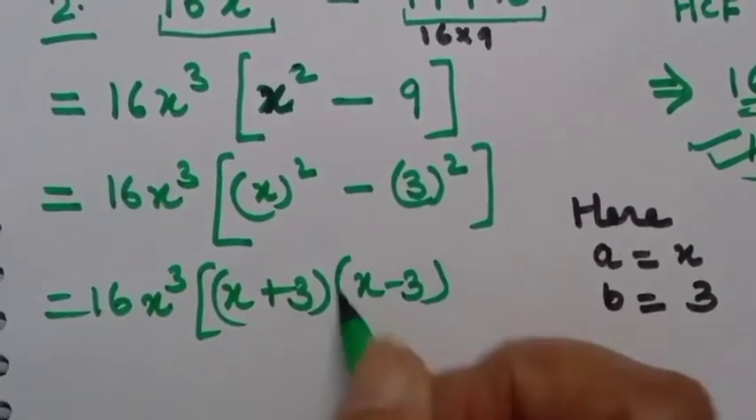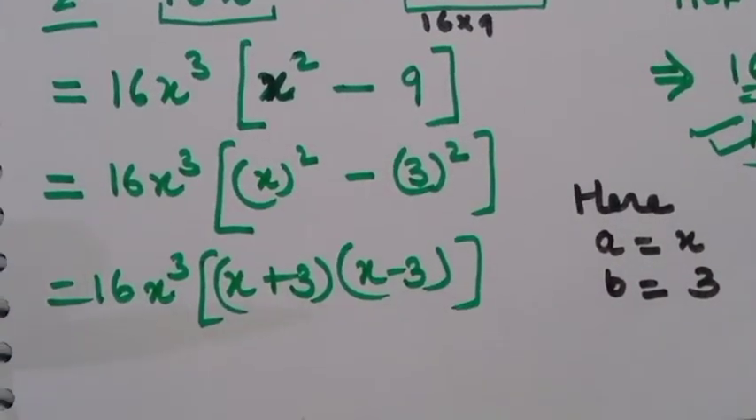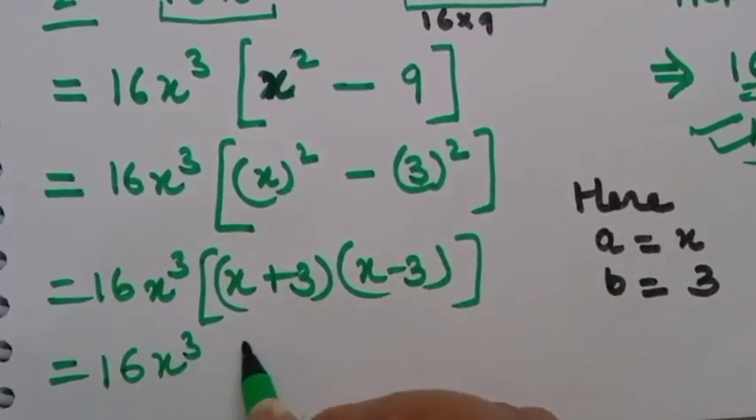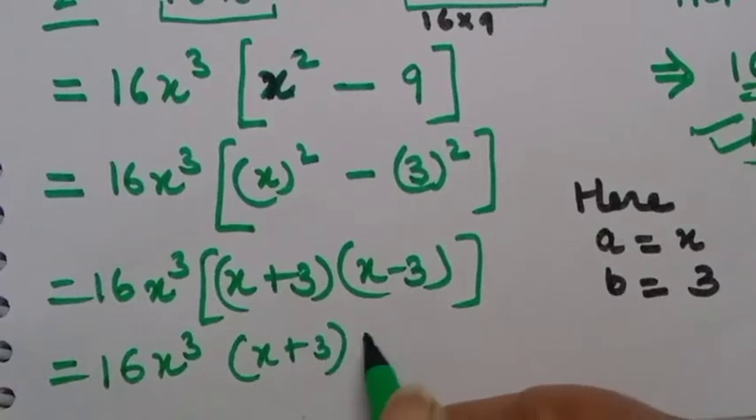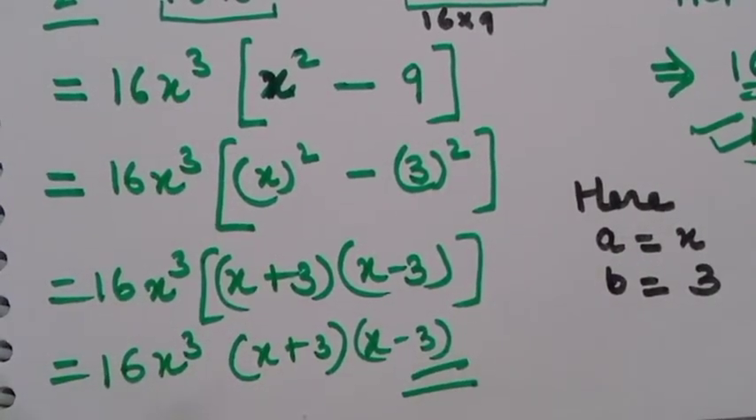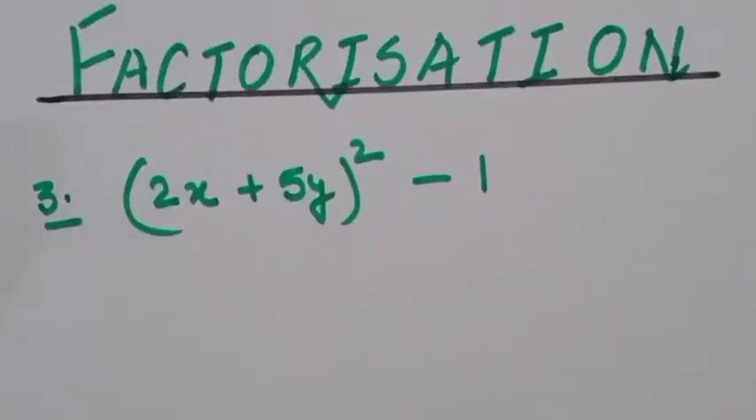One time in both the sign, both the numbers, one time in addition, one time in subtraction. Like you can see x plus 3 multiplied by x minus 3. So here is your answer. We'll remove the extra bracket from here, and your answer is 16x cube, x plus 3, x minus 3. Now move to the next question, children.